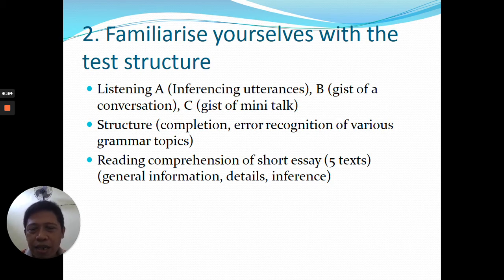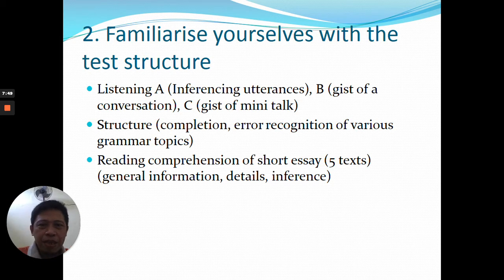So back to the kisi-kisi. Listening contains three types. The first, section A, is about utterances. Somebody says something, and the second person asks you a question, for example, what does the man mean? So you need to pay attention to the utterances expressed by the first person. It's all about inferences. Inference is actually what you understand from the utterance.